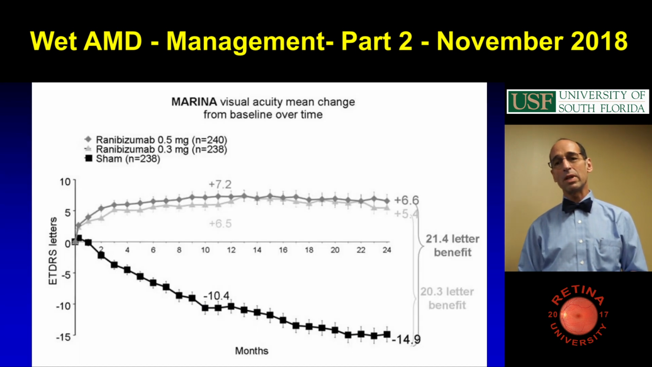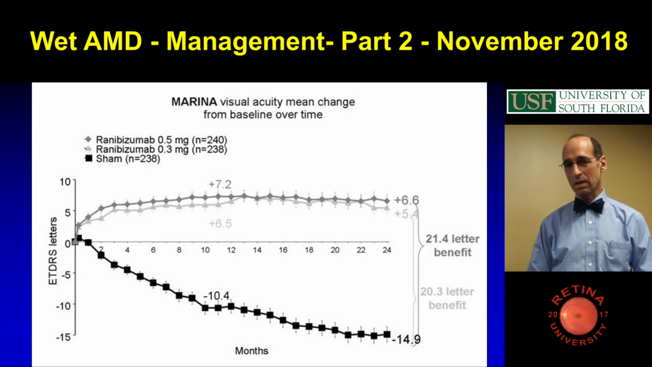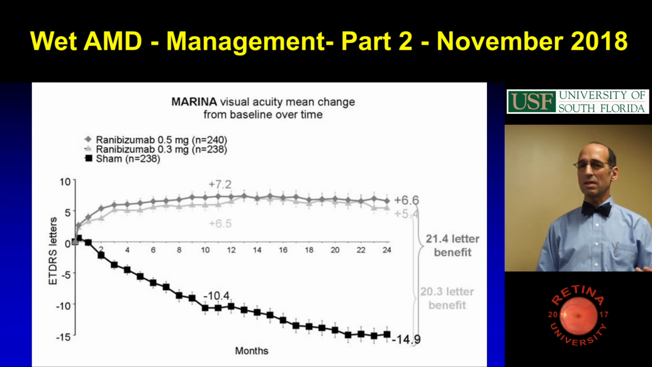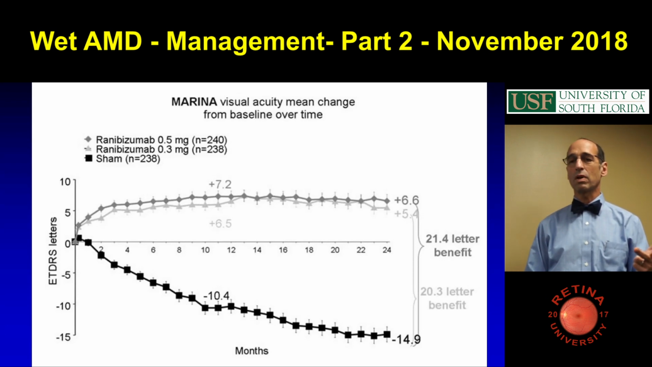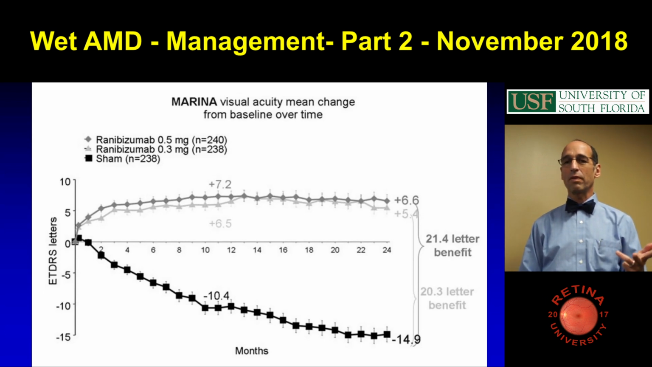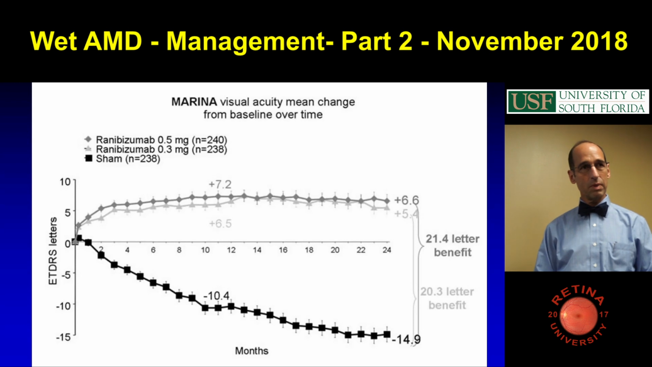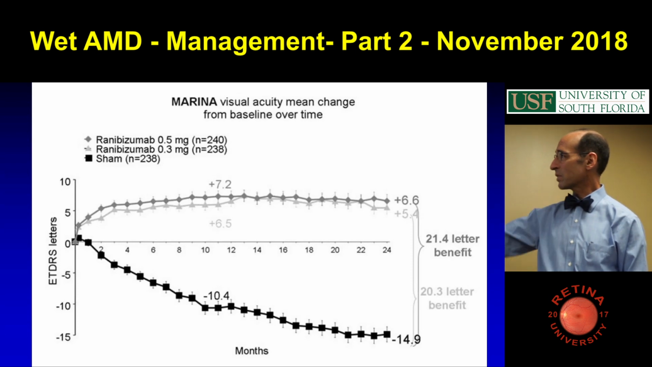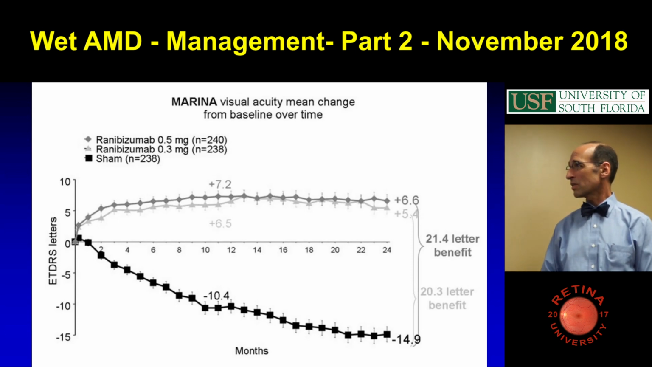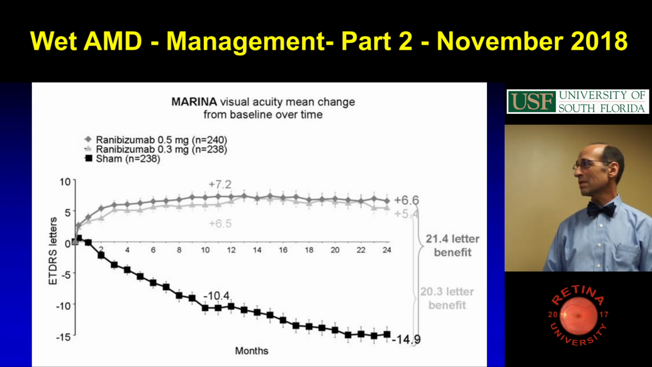Anyway, this is the Marina study, which validated Lucentis. This was published in 2006, I think, and they had the two doses, 0.3 and 0.5, which were pretty close. We ended up with the 0.5, and then sham. This was a sham arm because it was during PDT, but there were certain lesions PDT didn't help with, so they allowed a sham, and it showed this huge benefit. So 21 letters, which I think is 4 lines on the chart. I think 15 letters is 3. It's a lot of lines. So this is a huge change.